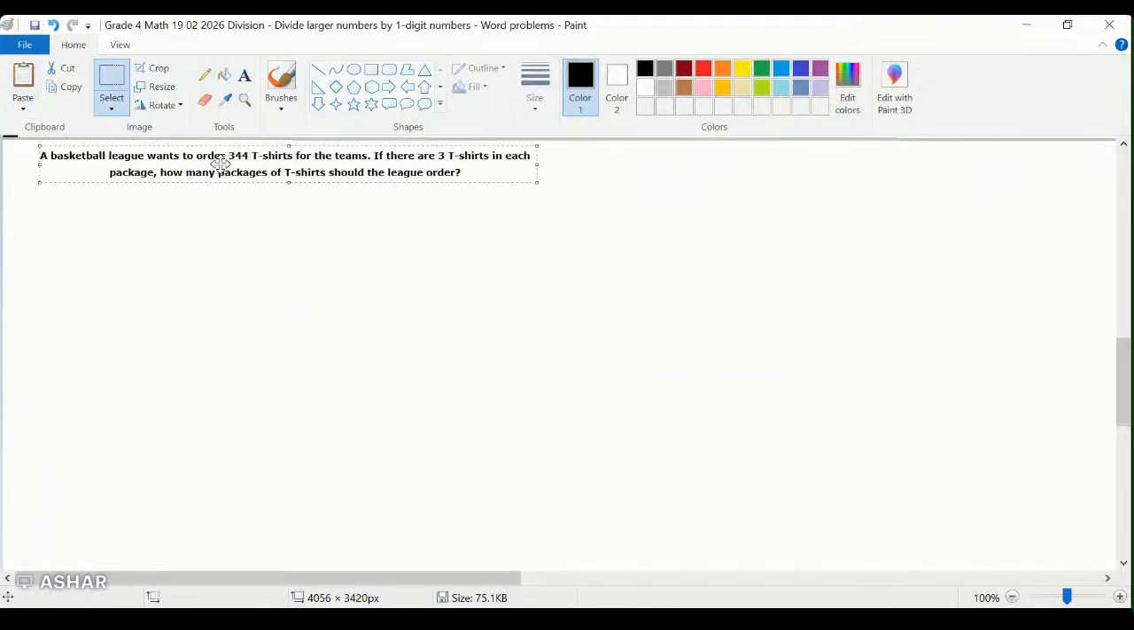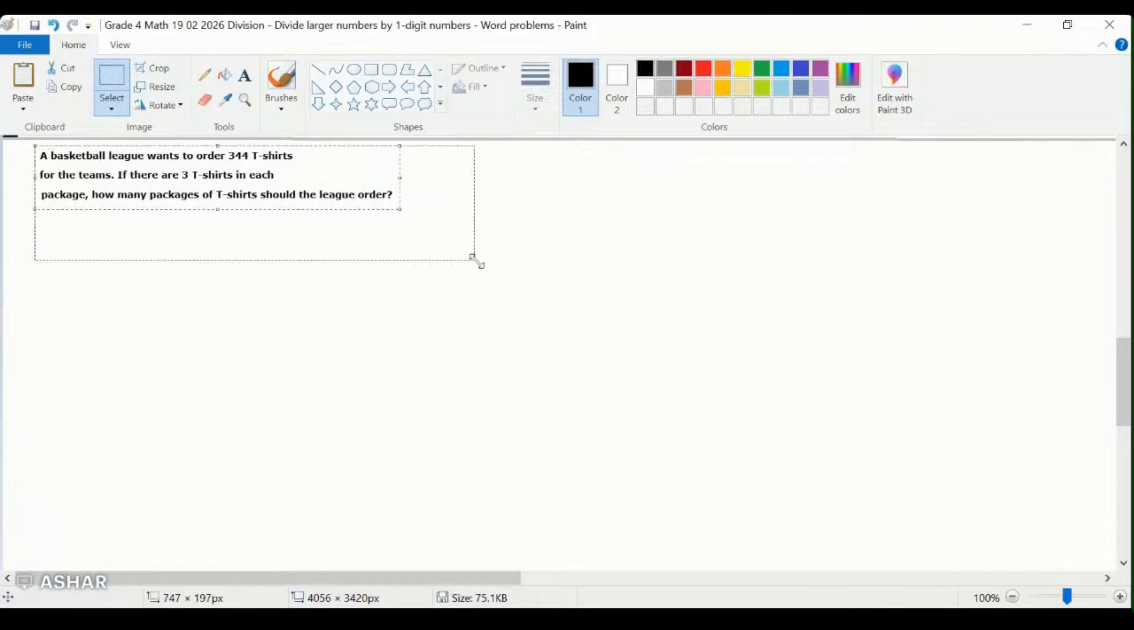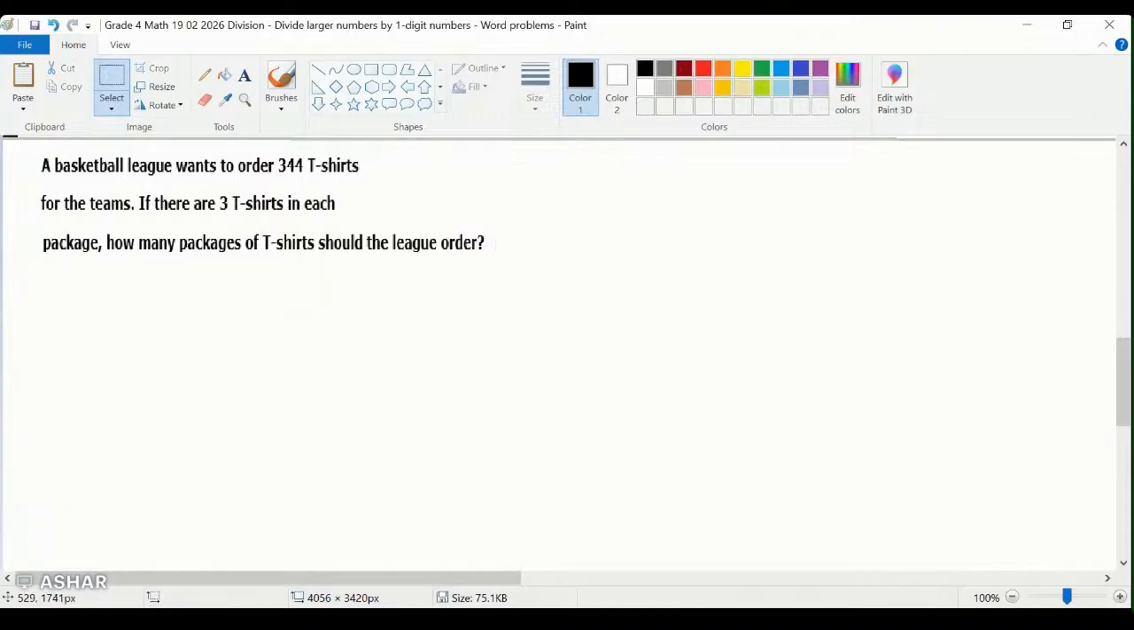Okay. There's a basketball league. They want to order 344 t-shirts for the team. They come in different packages. So this is our question number 7. They want to order 344 t-shirts for the teams.